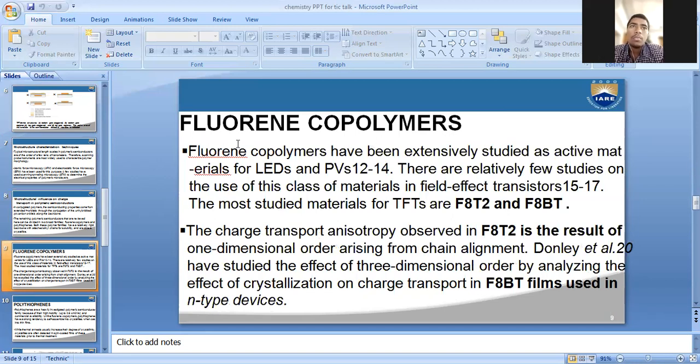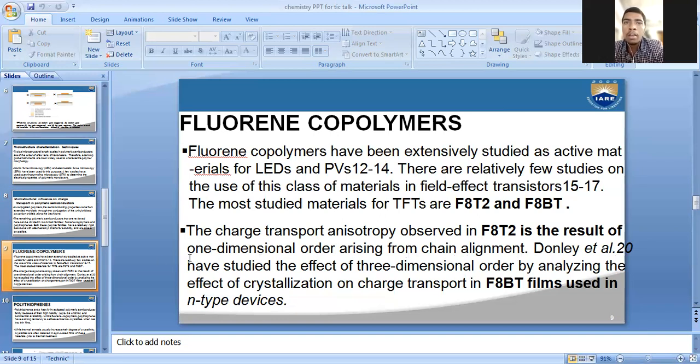Fluorene copolymers. Now we will first learn about the first part of polymers, fluorene copolymers. Fluorene copolymers have been extensively studied as active materials for LEDs and TVs, references 12 to 14. There are relatively few studies on the use of this class of materials in field effect transistors, references 15 to 17. The most studied materials for TFTs are F8T2 and F8BT. The charge transport anisotropy observed in F8T2 is the result of one-dimensional order arising from chain alignment.